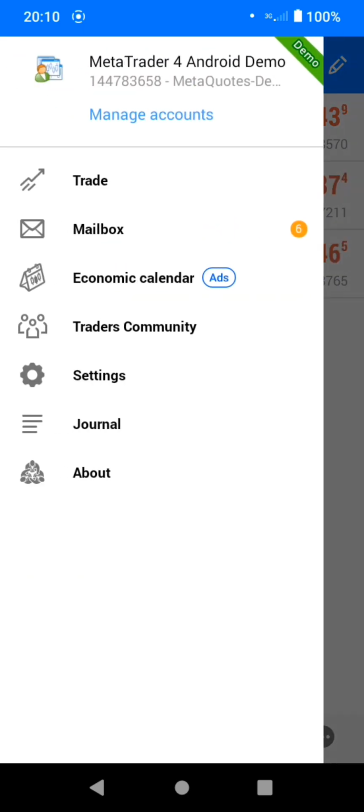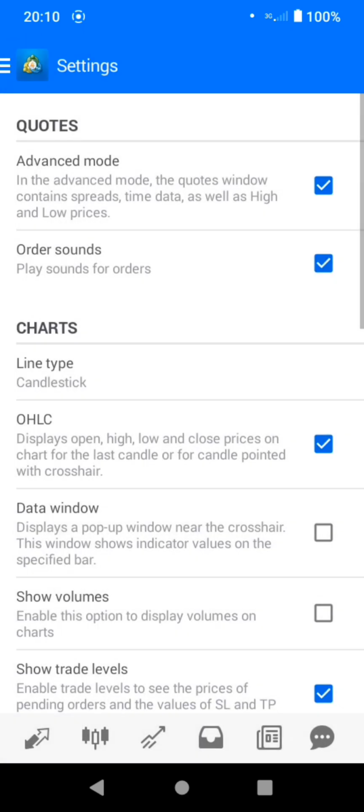Okay, so this is a brand new demo account. Then you can come to settings. Okay, let's try this. Come here, tap settings. Now this is the advanced mode. We already know about the advanced mode. Then this is if you want sounds when you are placing your trade or order. Then you come here, you are seeing the charts.